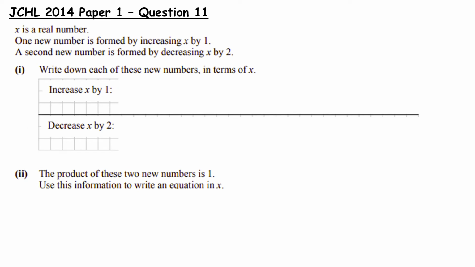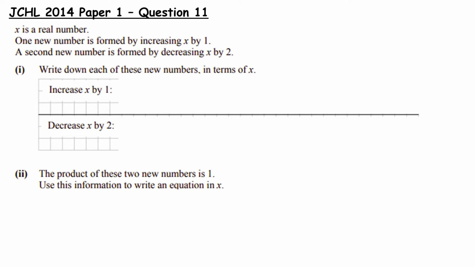So the first question is from the Junior Cert Higher Level 2014 Paper 1 question 11. X is a real number. So remember, a real number is any number on the number line. One new number is formed by increasing x by 1. A second new number is formed by decreasing x by 2. Write down each of these new numbers in terms of x.